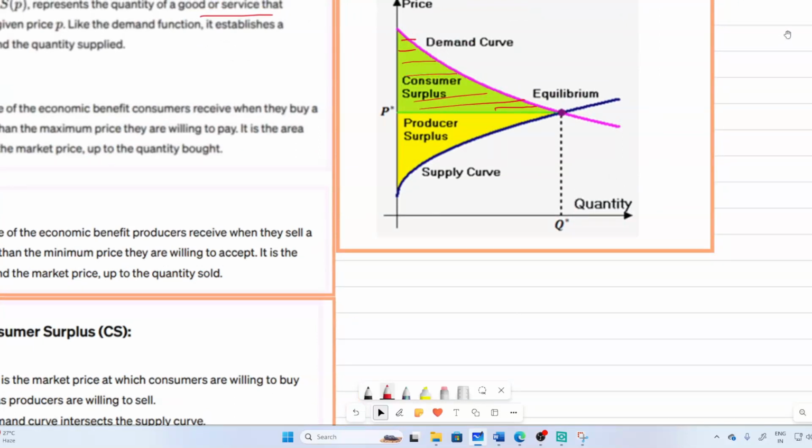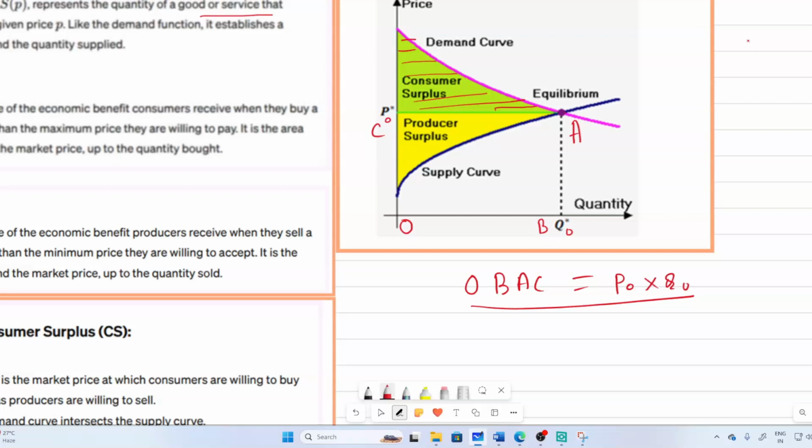How to get consumer surplus? By using the concept of definite integration. If I tell you this part is P0, this part is Q0, this point is A and this is the origin, this point is B, this point is C. What is the area of OBAC? This is Q0 and this part is P0. It is simply P0 into Q0. Equilibrium price and equilibrium quantity are multiplied.